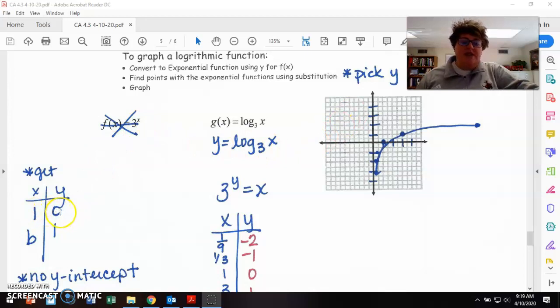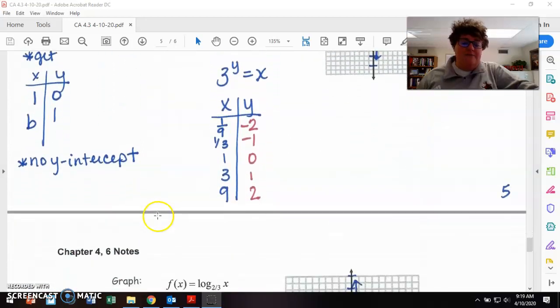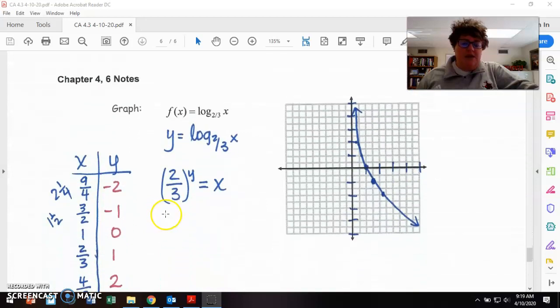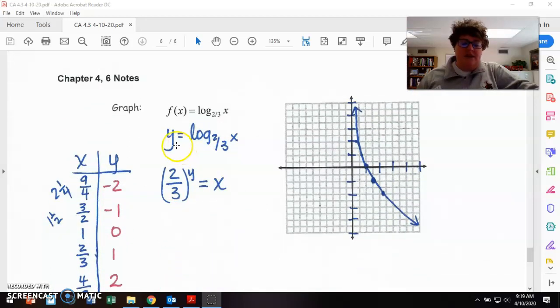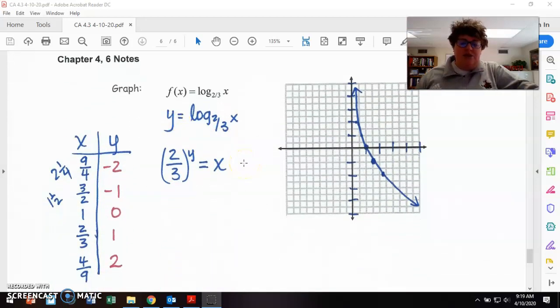Our points are guaranteed points. With exponentials, we always got (0, 1) and (1, b). So now with logs, we get (1, 0) and (b, 1). Those are guaranteed points, and there are no y-intercepts. It does not cross the y-axis. Okay, the next one, y for f of x, change to an exponential, substitute in for y, and then graph.